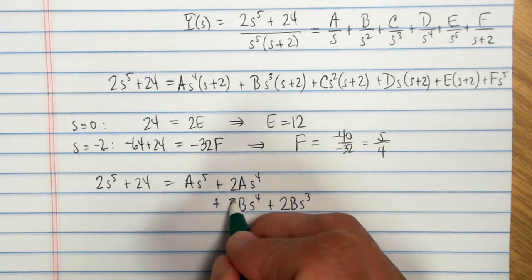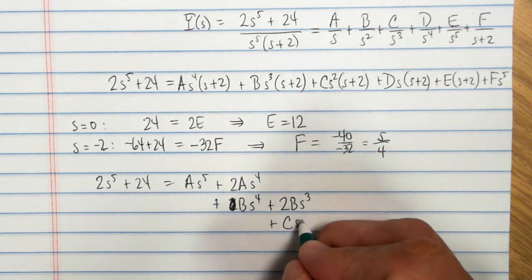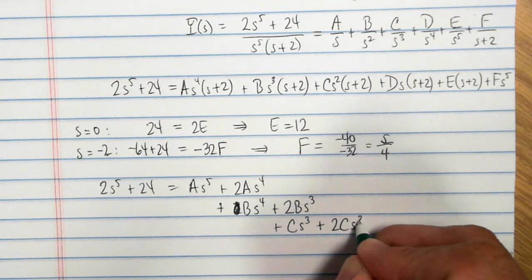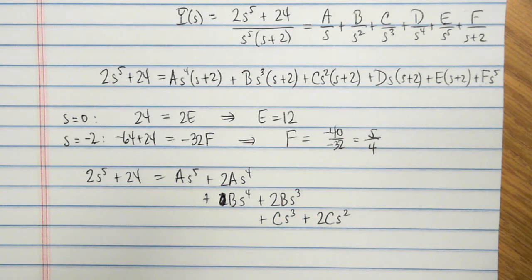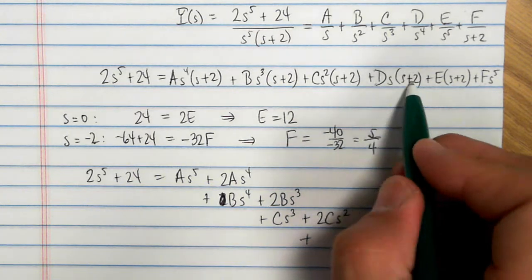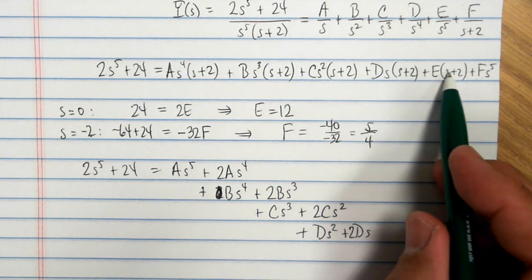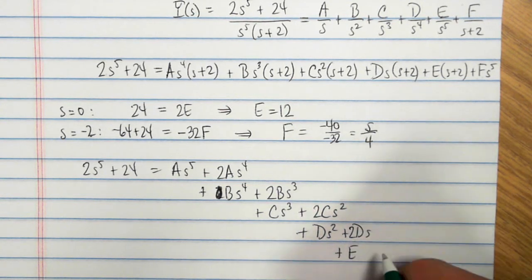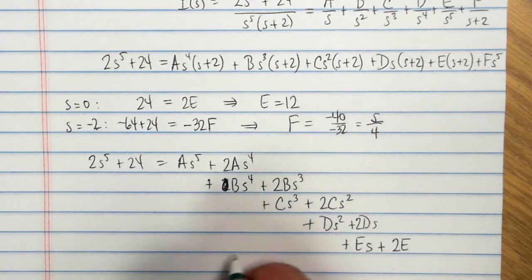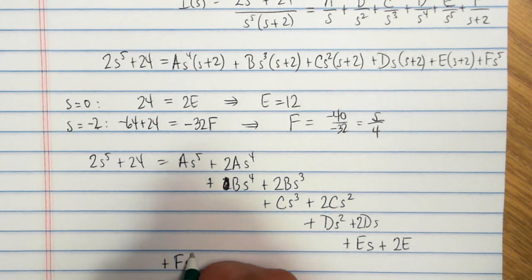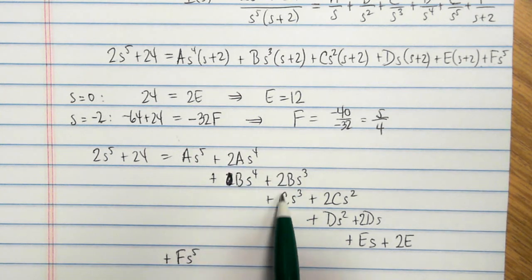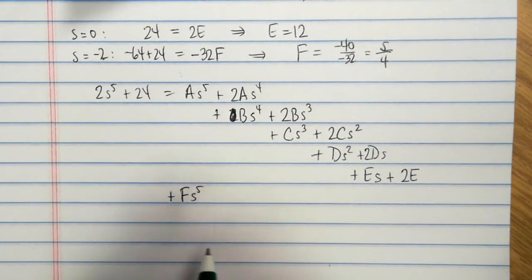I shouldn't have had a 2 here, I apologize. c s to the third plus 2c s squared. Then I have d s squared plus 2d s. Then over here I have plus e times s plus 2e. And then lastly, plus f s to the fifth. So what I've tried to do here is put the s to the fifths, fourths, thirds, squareds, constants, and linear terms together. Okay, now let's match up the pieces.